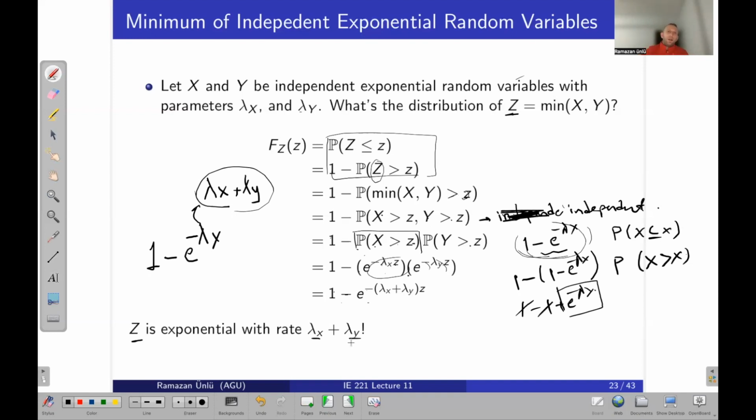So if you have two exponential random variables that are independent, and you are asked about a new variable Z that represents the minimum of those two exponential random variables, you can safely say that Z is an exponential random variable with the rate lambda x plus lambda y. Okay, that is a useful property of independent exponential random variables. It is valid under the case of independence. If they are not independent, I cannot say something like that.